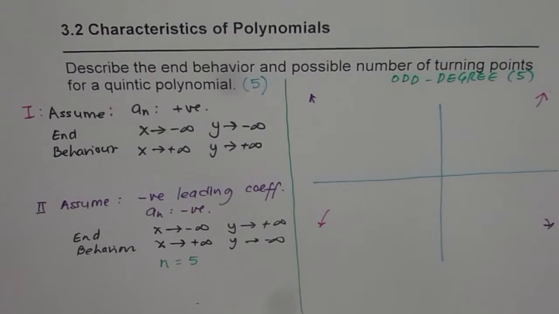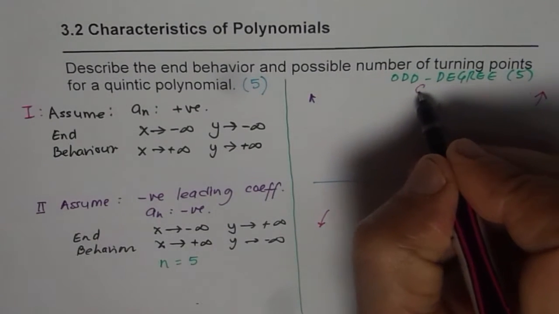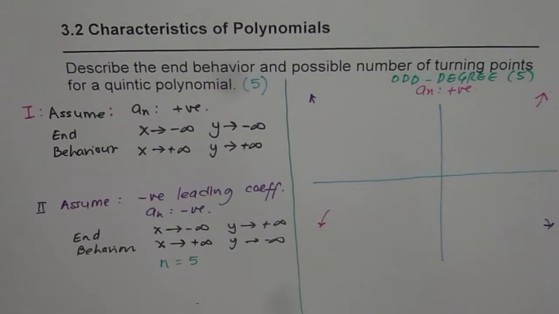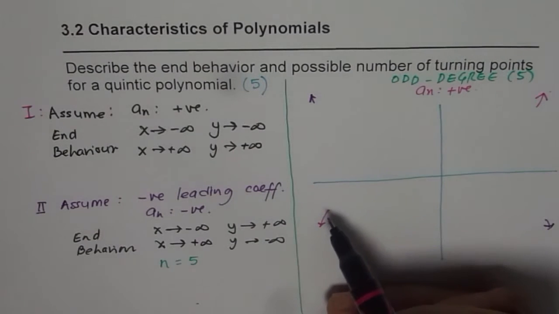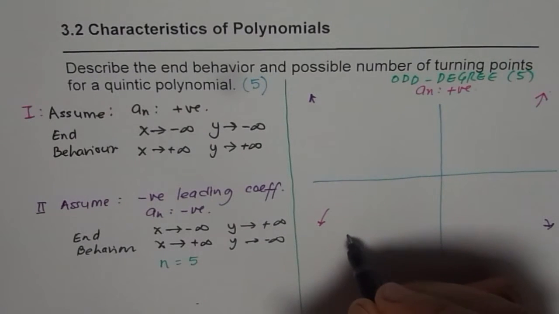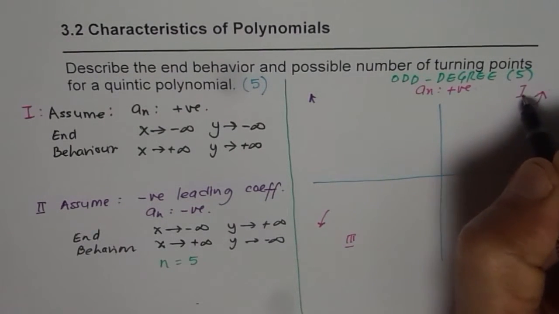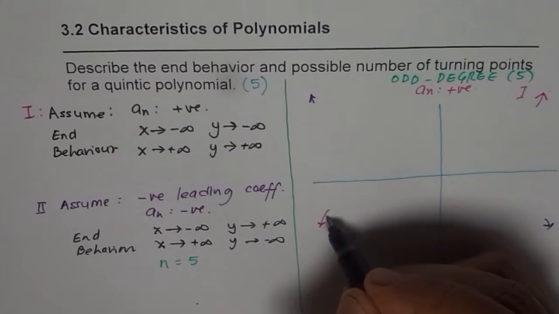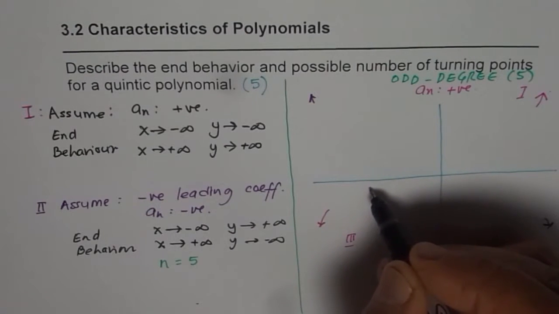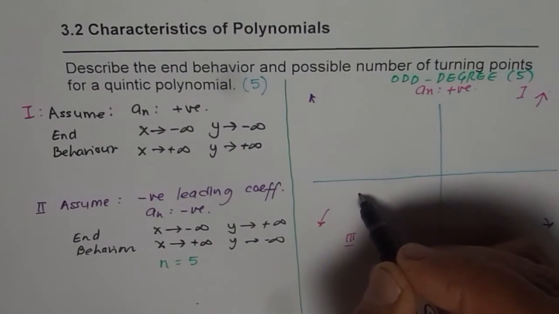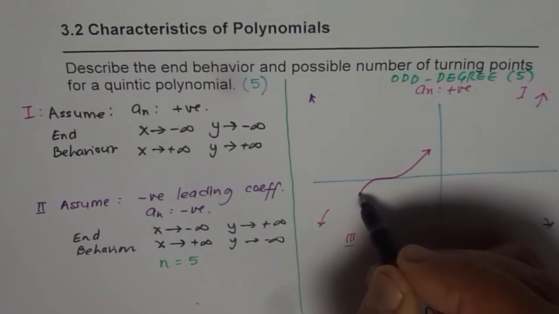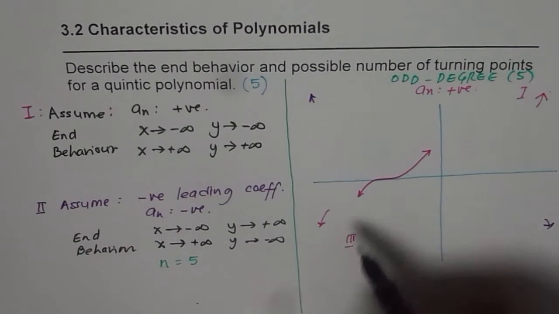For turning points, I will assume an to be positive and give you different examples and then reasons. Since I have to move from quadrant 3 to quadrant 1, I can go without turning, right? So the number of turning points possible could be, a degree 5 polynomial, I'll just sketch closer to this, could be kind of like this. Do you see that? Degree 5, kind of like this. So that could be one option.